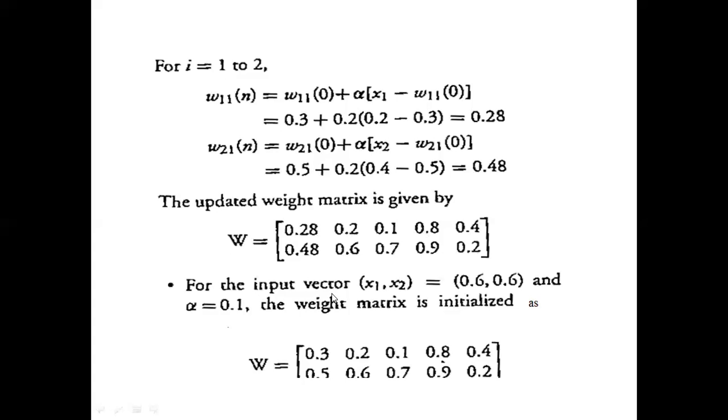So for the first input vector, that is x1 and x2, the value will become 0.6 and 0.6 and alpha will become 0.1. The weight matrix is initialized as, so this will become 0.3. We know as per the values, this is 0.5 and all the rest of the values are the same, that is 0.2, 0.1, 0.8, 0.4, 0.6, 0.7, 0.9 and 0.2.